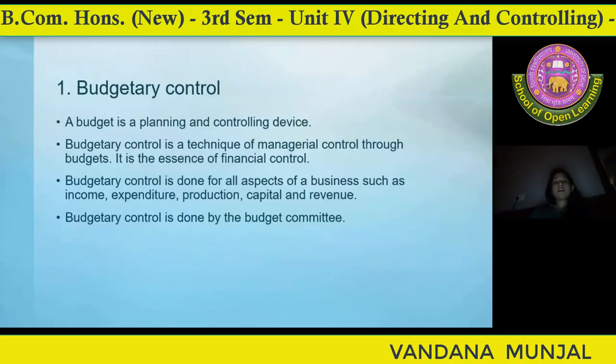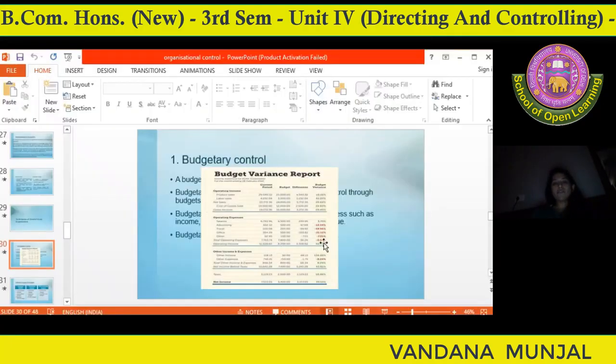Budgetary control is done with respect to all aspects of the business, be it income, expenditure, production, capital, or revenue. Budgetary control is basically done by the budget committee. Okay, now you can see that a budget report has been put here, which is called the budget variance report.